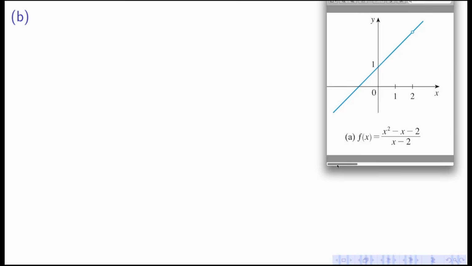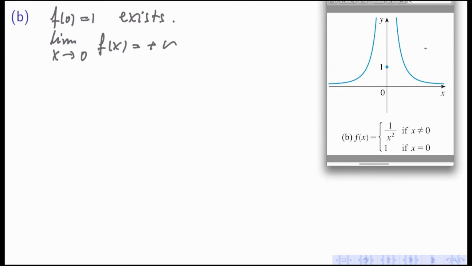Next example. Here's example b, where the function goes to infinity as x approaches 0, but the value f at 0 is equal to 1. So this exists, but the limits do not exist. Limit x goes to 0, f of x is plus infinity, so it does not exist. Which means f is discontinuous at this point.